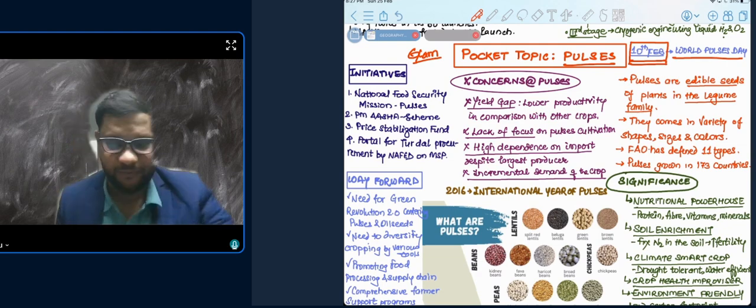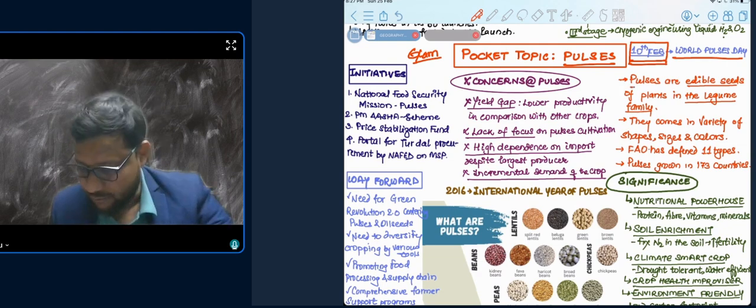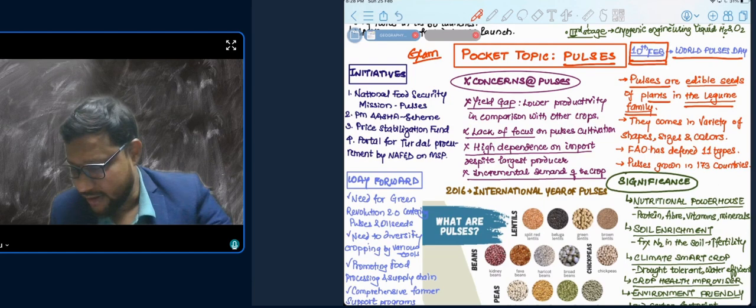So, let's start with pulses first. What are pulses? Pulses are edible seeds, right? So these are edible, consumable, absolutely, of plants in the legume family. Now, what do you mean by legume family?